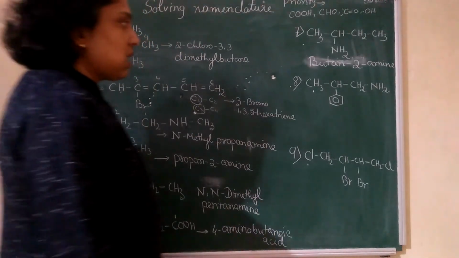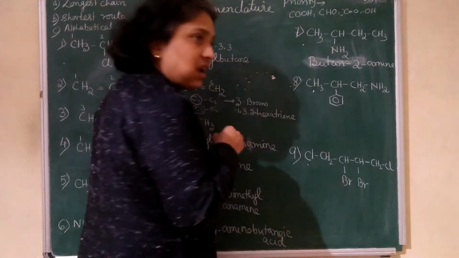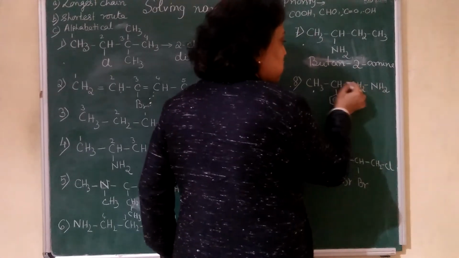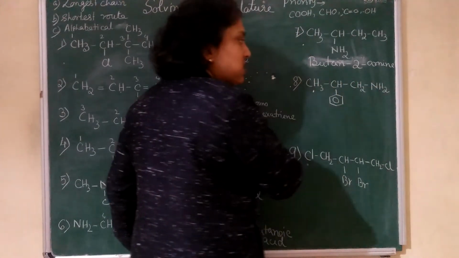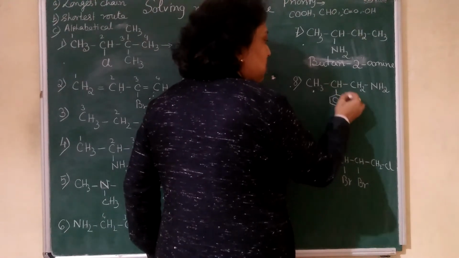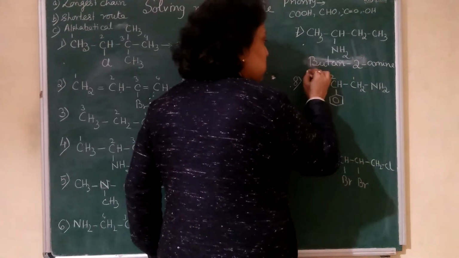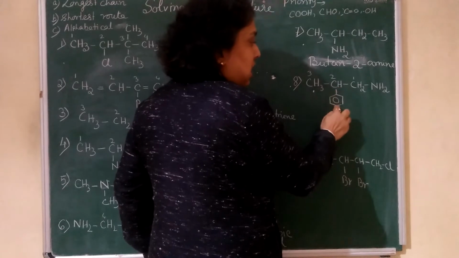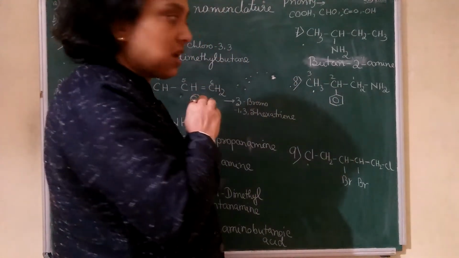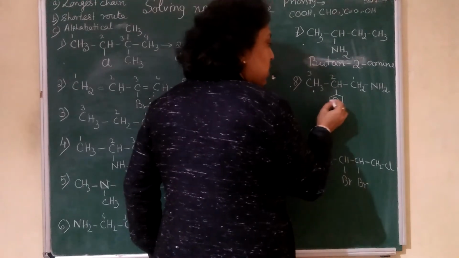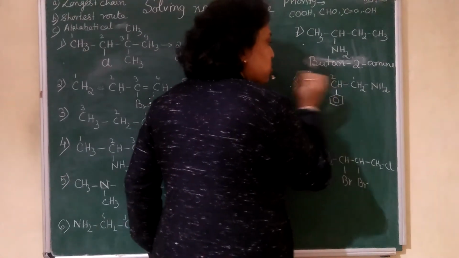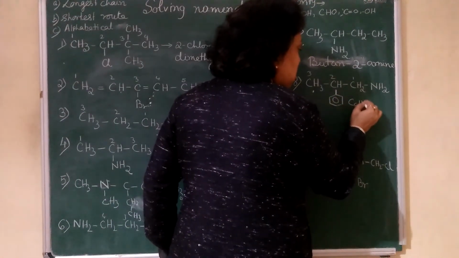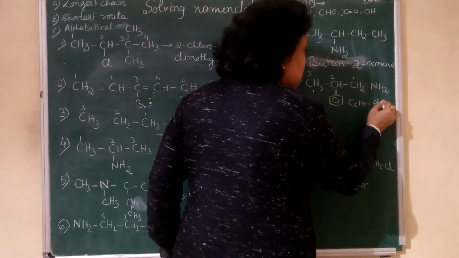Next one, here we can see one aromatic ring. But the amine group is attached to this chain. So in this chain the amine is there. This is the main chain, 1, 2, 3. So a 3-carbon chain and on the second carbon a ring is there. So ring means what? It is a benzene ring. But when a benzene ring is substituted with a chain at one position, the formula is C6H5, and this name is phenyl.